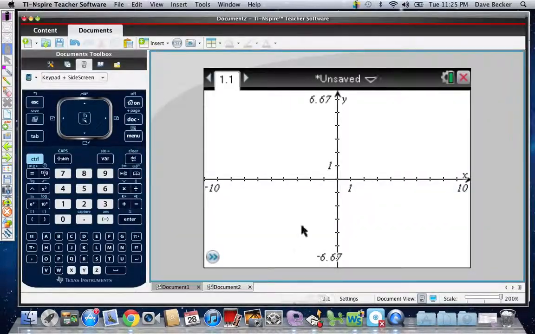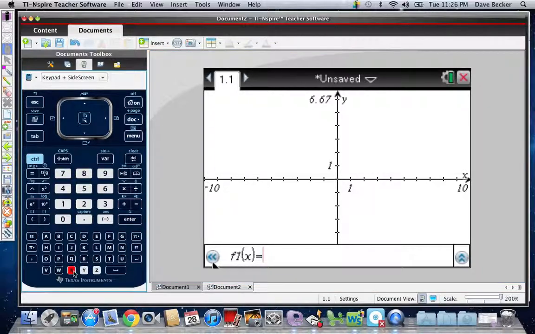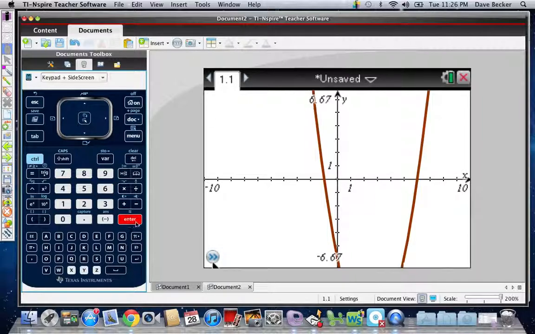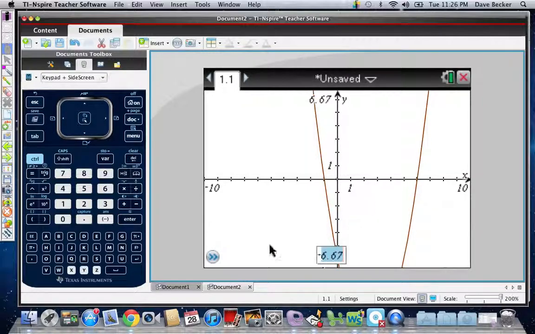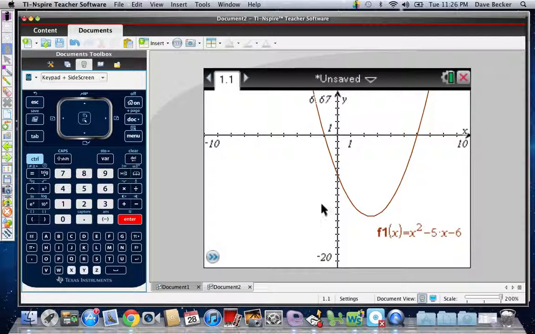Okay, so I have to graph that on my fancy graphing calculator, and that function was x squared minus 5x minus 6. Now I want to know where this guy equals 0. Now I can't see the bottom of it, so I'm going to just change my scale real quick. That really bugs me. To a -20, and I can see the bottom.